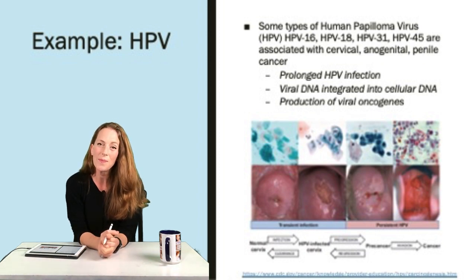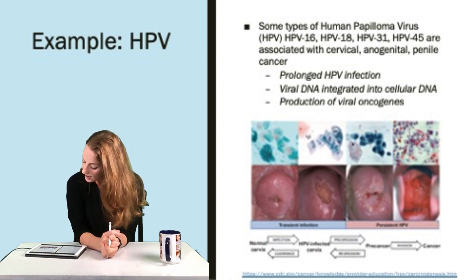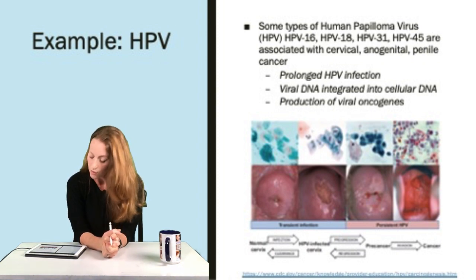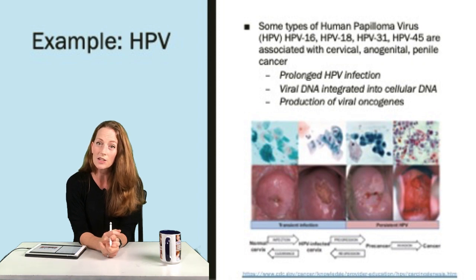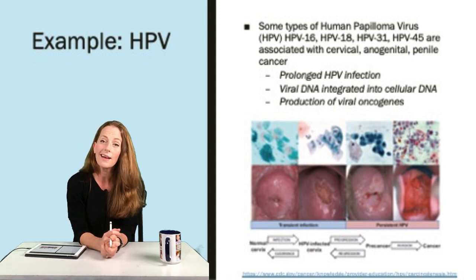Here's an example of HPV, or human papillomavirus, causing cancer. The images here are of cancer of the cervix. What you're seeing is a transient infection in a normal cervix progressing to an HPV infected cervix, and then a chronic infection that becomes persistent HPV, precancerous, and then leads to cancer.